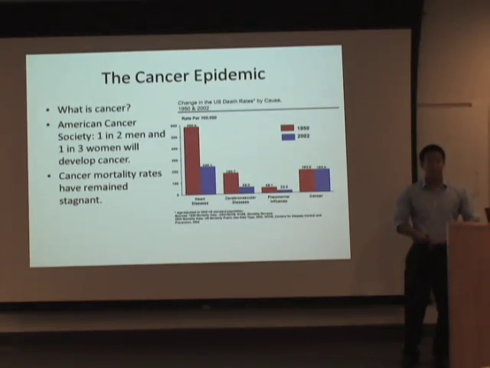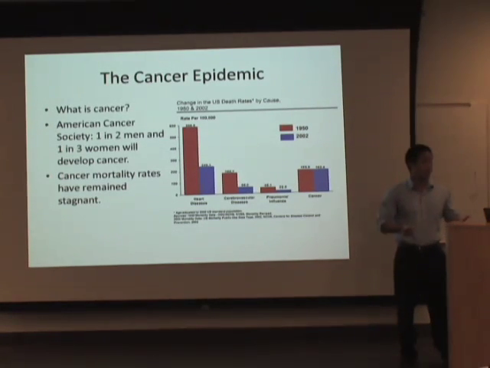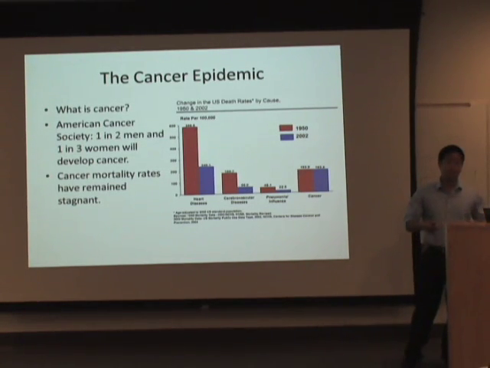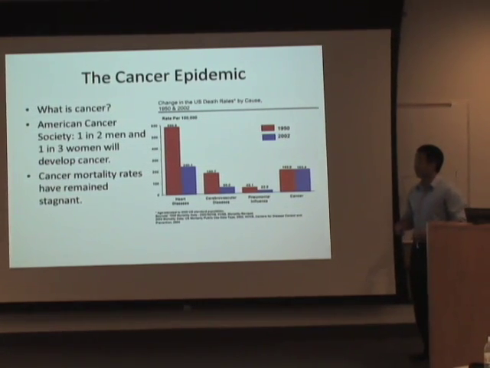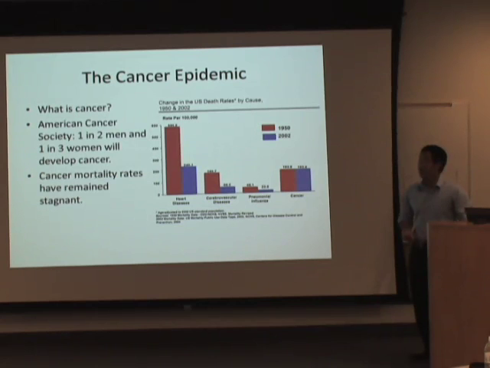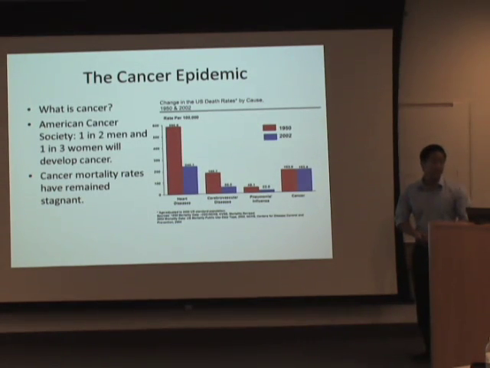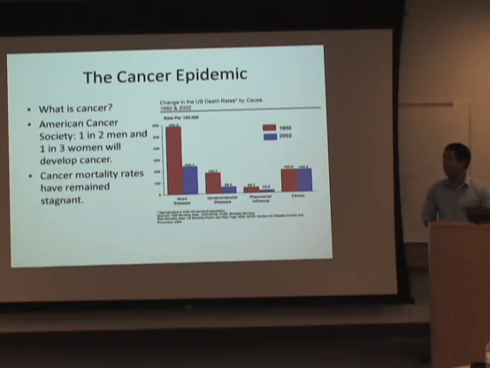So cancer, in its most basic definition, is unregulated cell proliferation, eventually forming large masses of cells called tumors. These tumors can then grow and metastasize and ultimately inhibit normal cellular function. The American Cancer Society estimates that 1 in 2 men and 1 in 3 women will actually develop cancer at some point during their lifetime in today's population.